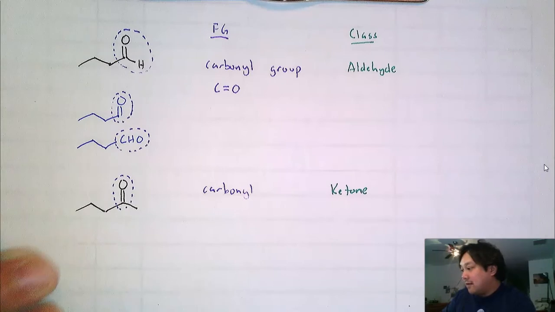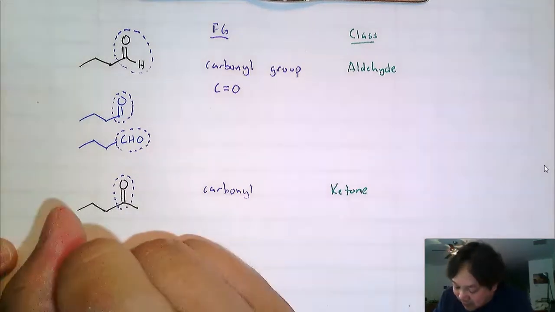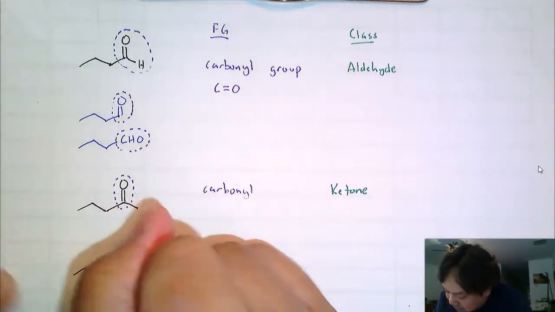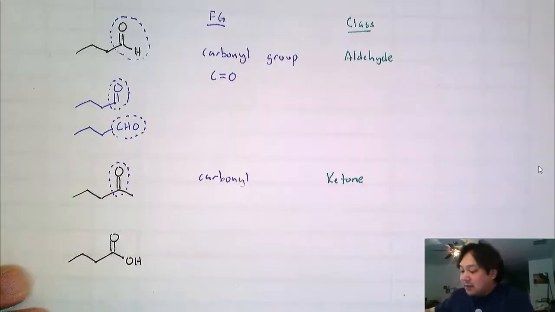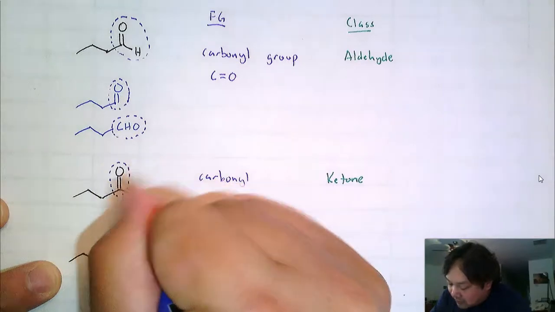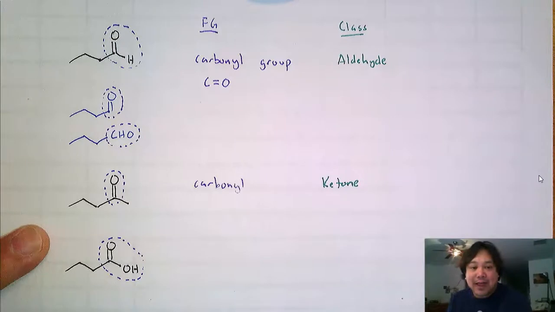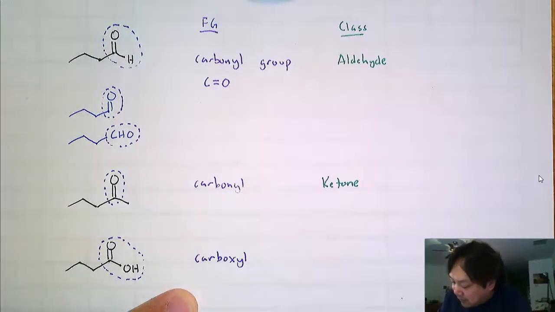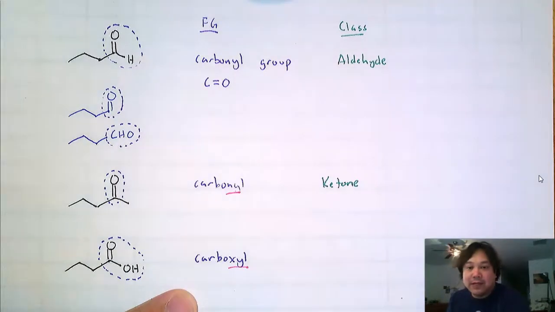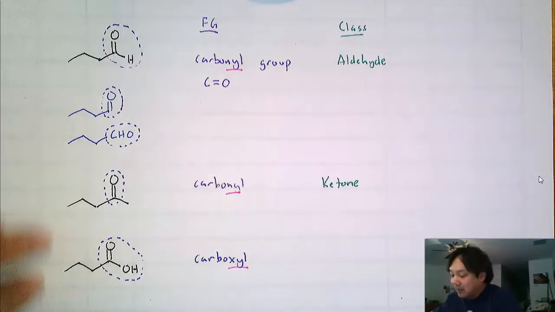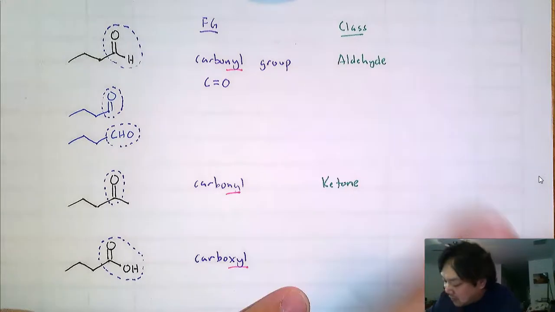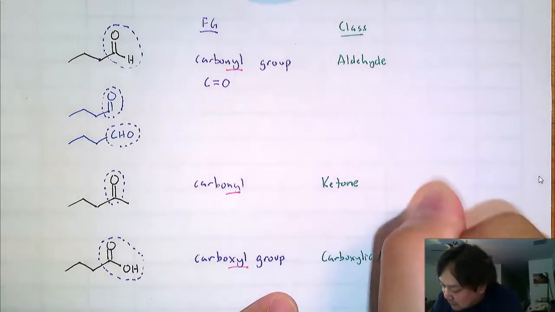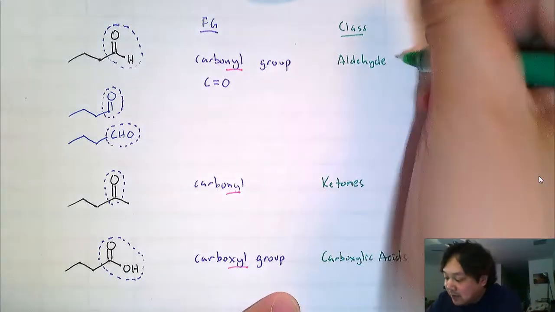There's one more molecule that has a carbon-oxygen double bond, and that is a carboxylic acid. Let me circle now the functional group. I know it has a carbon-oxygen double bond, but it actually has a different name for the functional group. It is called carboxyl. I'll underline the XYL versus the NYL of the ketone and the NYL of the aldehyde. And it has a carboxyl group. I think it might be useful to go ahead and write group. And the class of molecules is a carboxylic acid. Carboxylic acids versus ketones versus aldehydes.